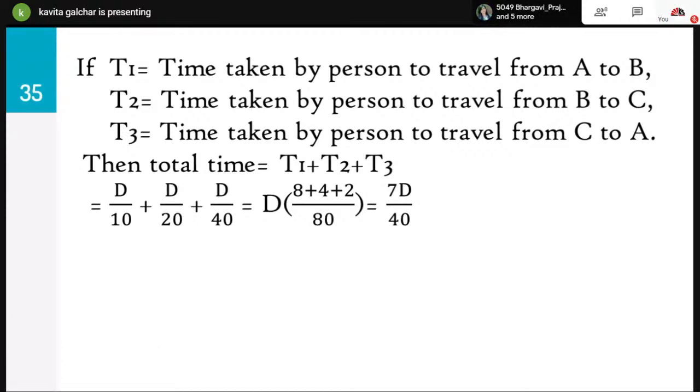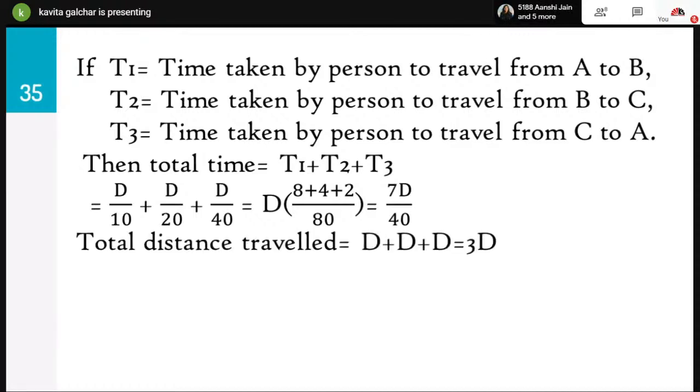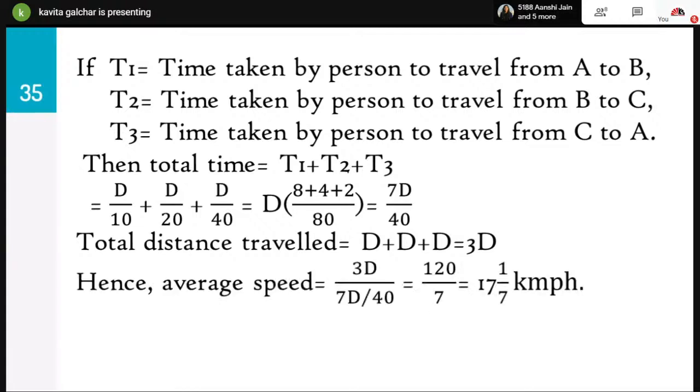By solving this, I am getting 7D upon 40. And the total distance would be what? 3D. Average speed will be distance upon time. So 3D upon 7D by 40.